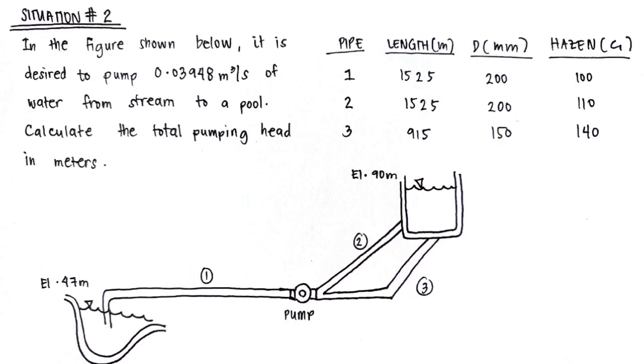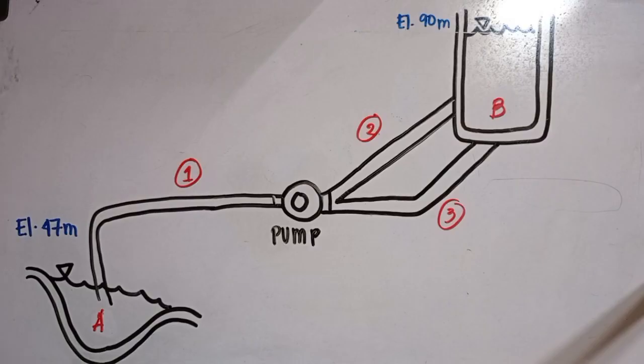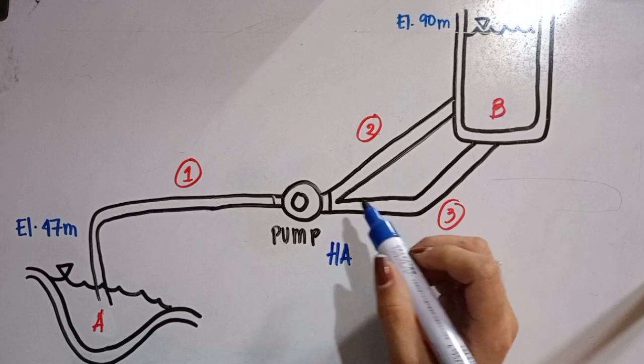So let's move on to problem number 2. In the figure shown below, it is desired to pump 0.03948 meter cube per second of water from a stream to a pool. Calculate the total pumping head in meters. So using the energy equation, we can find the total pumping head, which is the head added of the pump.